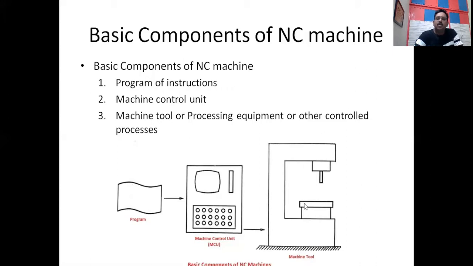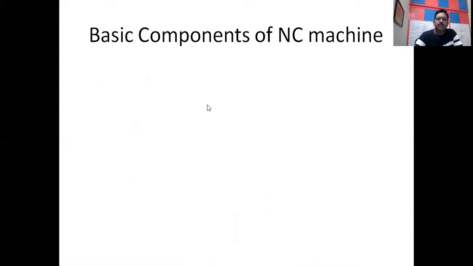That means now the operator need not perform here. Whatever the program instructions are there, that will be given by the machine control unit to this one, and the program will be done automatically without intervention of the human. Of course, human intervention is necessary for fixing jigs or fixtures or whatever it may be. So to some extent, the real operations can be controlled with the help of the machine control unit by reading the program of instructions. Now, what do you mean by program of instructions?